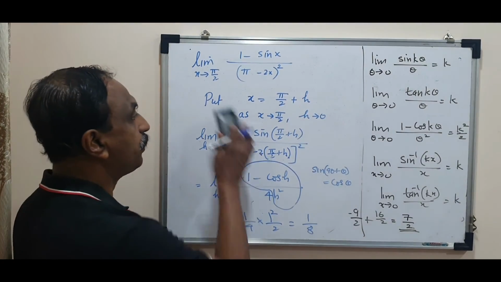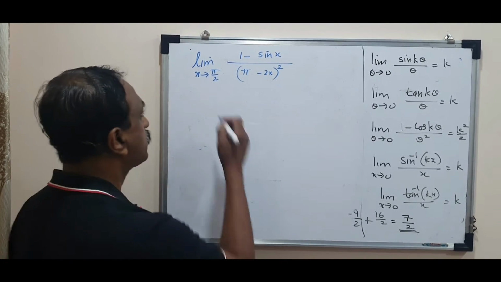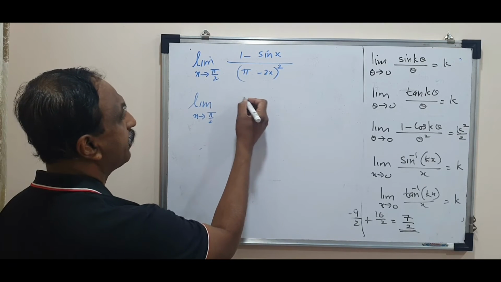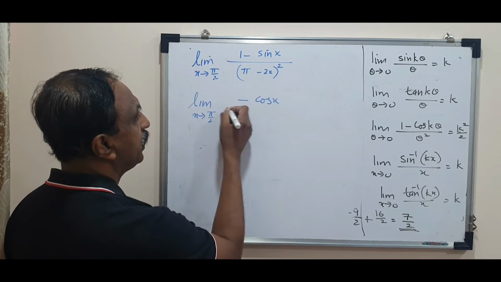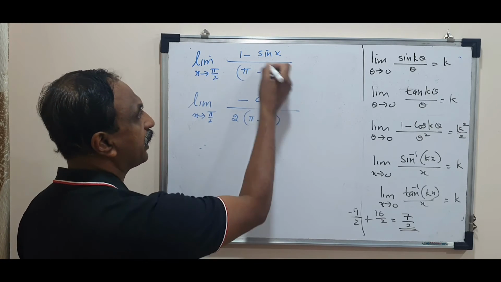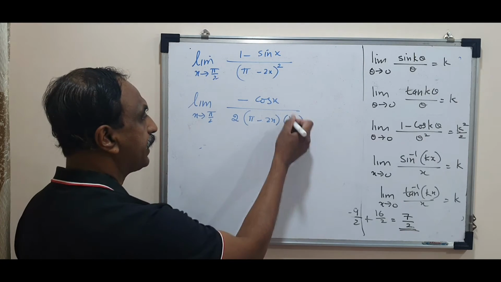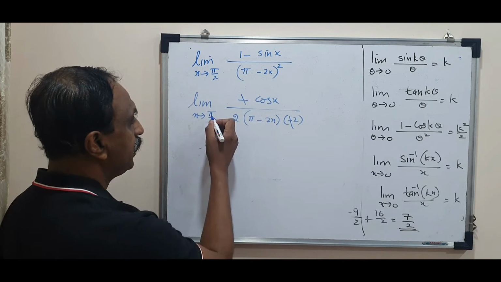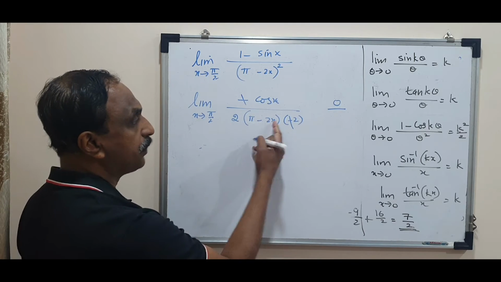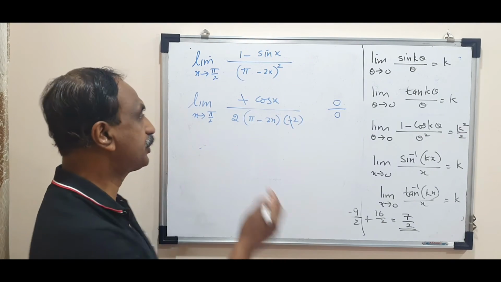Another method of doing this problem is by derivative. The derivative method is you just differentiate the numerator. It becomes minus cos x divided by 2 into pi minus 2x into the derivative of pi minus 2x. So a minus 2 will come. Now this minus and this minus will get cancelled. If I replace x by pi by 2, cos pi by 2 is 0. If you replace x by pi by 2, this also will become 0. It is 0 by 0. So I can again differentiate once more.